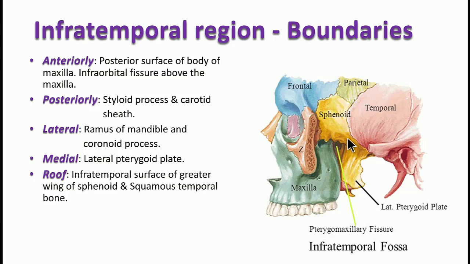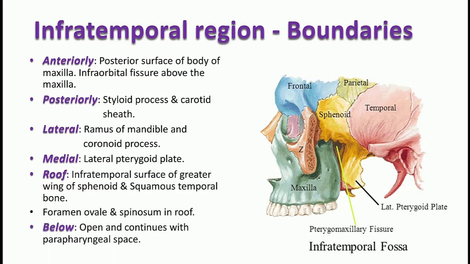Okay, the infratemporal surface of the greater wing of sphenoid, and to some extent the squamous part of temporal bone. In the roof, mainly you come across two foramens. One is the foramen ovale and the other one is the foramen spinosum. Below it is actually open and it communicates with the parapharyngeal space, the space which is present on either side of the pharynx, because as I told you, the medial limit, or you can consider the lateral wall of the pharynx, is also the floor of the infratemporal fossa.